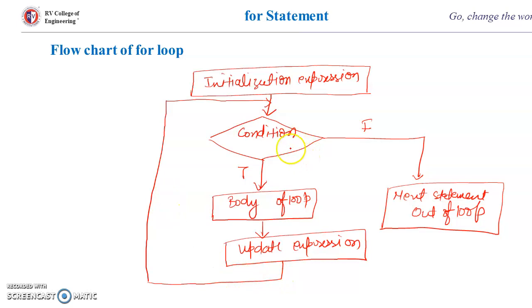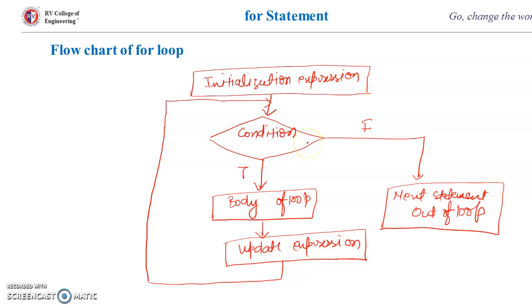The for loop terminates when this condition becomes false, and we come out of the for loop, and the next statement outside the loop, whatever we have specified, would be executed. So the same flow I have explained: first, the initialization expression, expression 1 that we have written, is executed and the loop variables are initialized, and then expression 2 is checked.